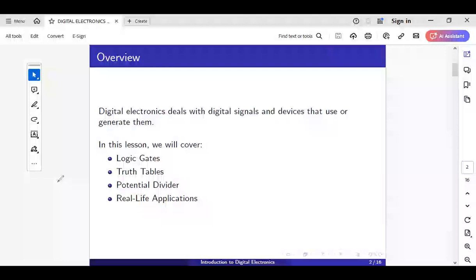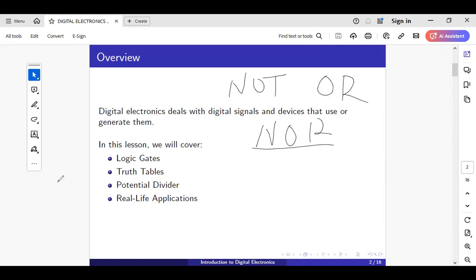We have not revised the other time. We said we have the OR and the AND. We had also NOR. Who remembers the NOR? NOR means not OR. NOR means not what? The combination of NOT and OR.